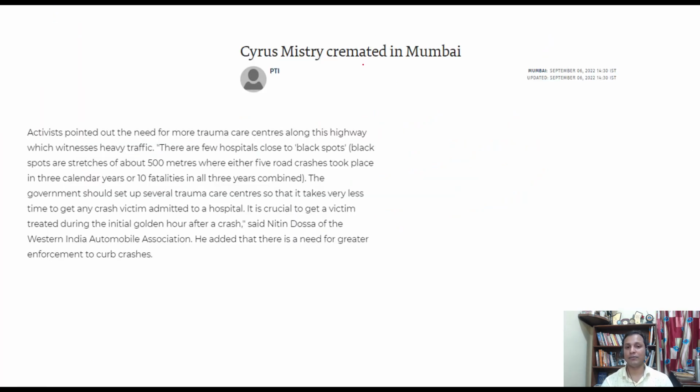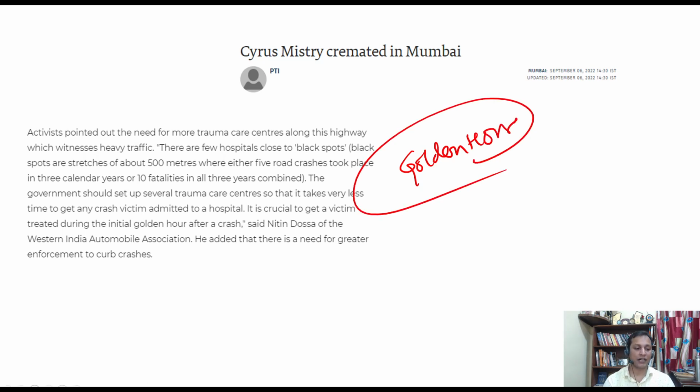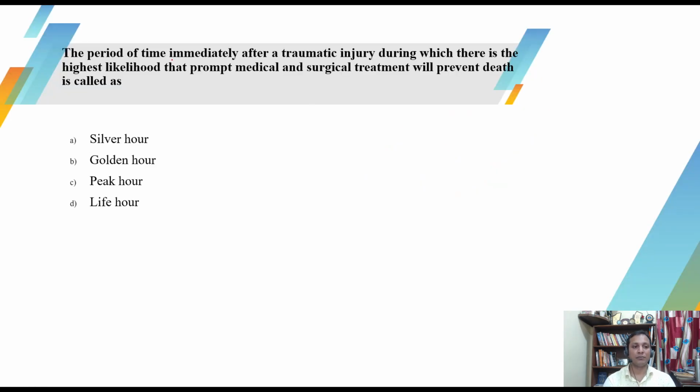The next question I have framed on this unfortunate accident which has happened. In that, you will come across a term in road accidents called golden hour. Let us read the question, and with the answer I'll explain you the concept. The period of time immediately after the traumatic injury in which there is the highest likelihood that prompt medical and surgical treatment will prevent death is called, this 1 hour time is called golden hour.